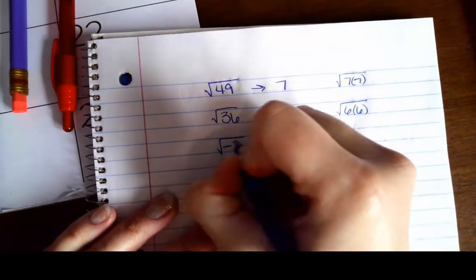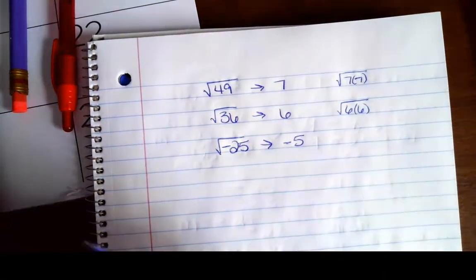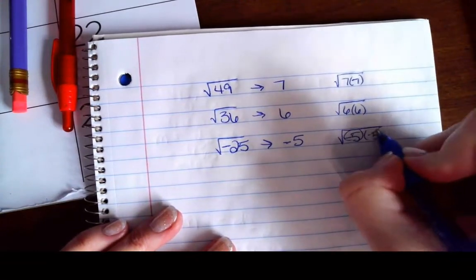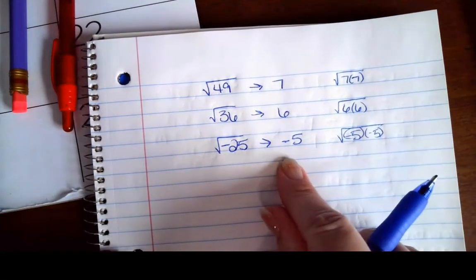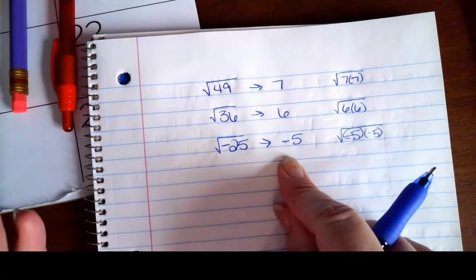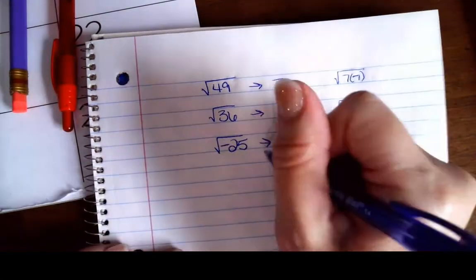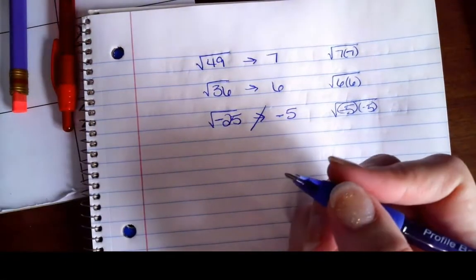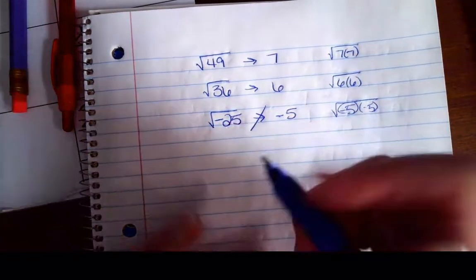So what about the square root of negative 25? Well, if we say that that's negative 5, that's not true, because negative 5 times itself is positive 25. And if we say it's positive 5, then that's not true either, because positive 5 times itself is not negative 25. So what we're going to do is use something that we already know and kind of work with this thing and get it down.